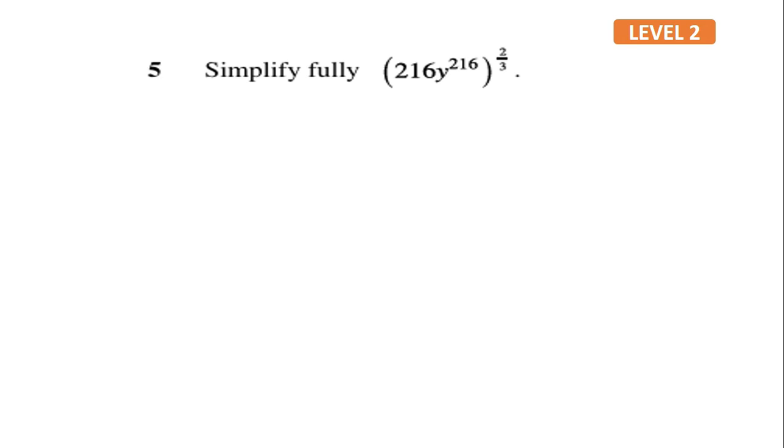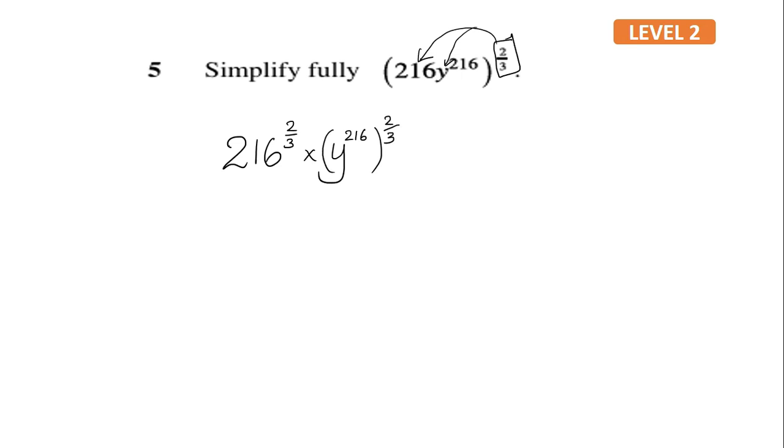In question 5, you have to simplify it completely. So step 1 is to apply this power to each of the terms inside the bracket. So I'll write 216 to the power 2 over 3 and times y to the power 216 whole power 2 by 3. So this is step 1.